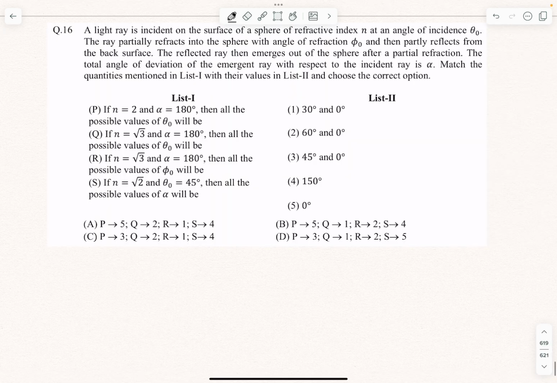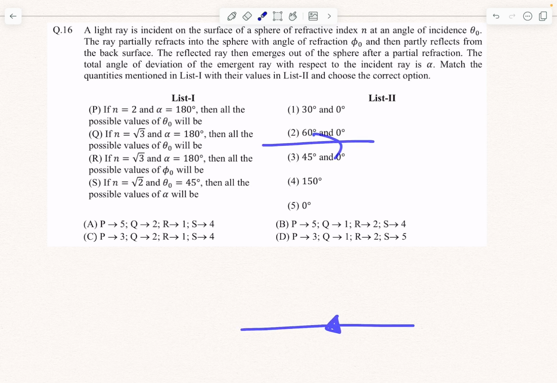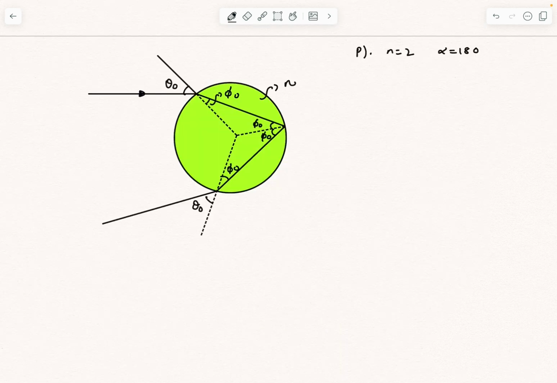This is a question that we have to solve option by option. In option P, they are saying if n equals 2 and alpha is 180, which means that the incident ray and the final emergent ray are anti-parallel, then find all the possible values of theta naught. So first let's try to determine alpha, the general value of alpha.